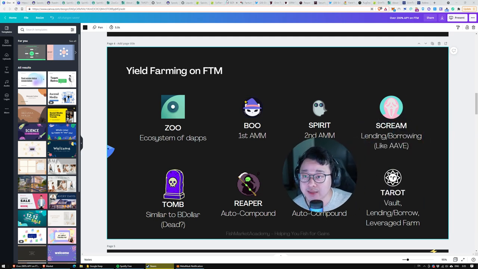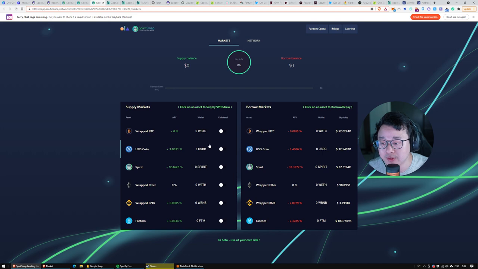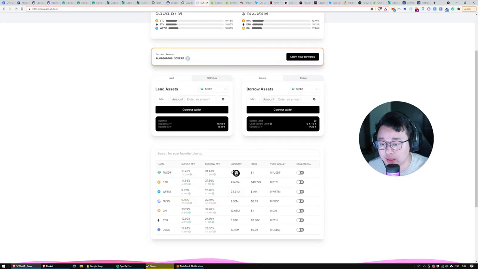So Scream is similar to Aave and Compound. It's like a lending platform similar to the one that Ola has. I have not actually used both because I think overall the rewards they are giving out is not very high. Like you can see the APY for supplying is relatively low. And on the Scream side as well, the supply APY is not that high.